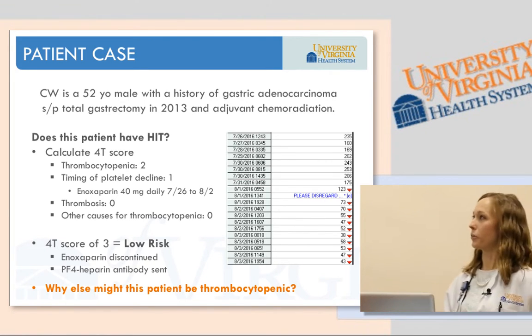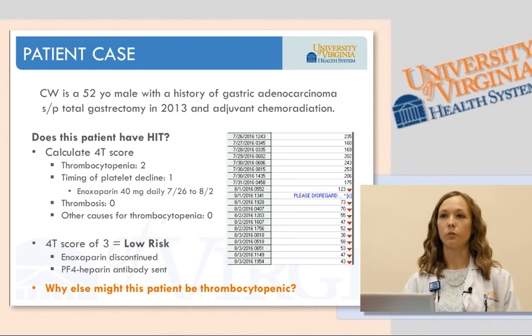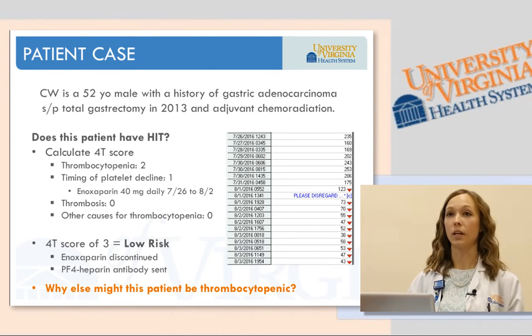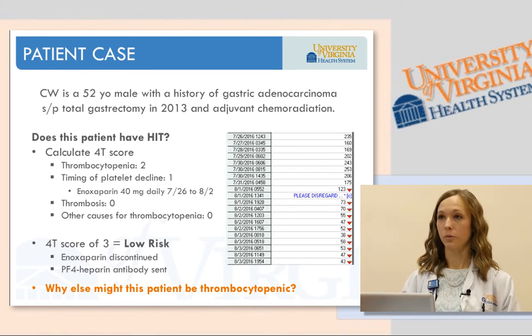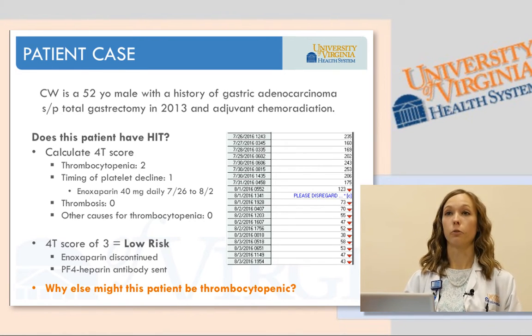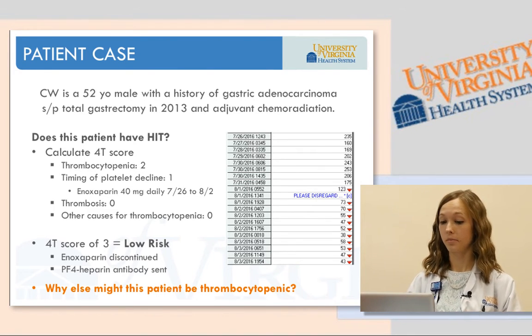All right, so now coming back to our patient CW, where we left off, we were left with the question, does this patient have HIT? So we calculate a 4T score for our patient, and we find that the 4T score comes out to be 3, indicating that this patient has a low probability of actually having HIT.